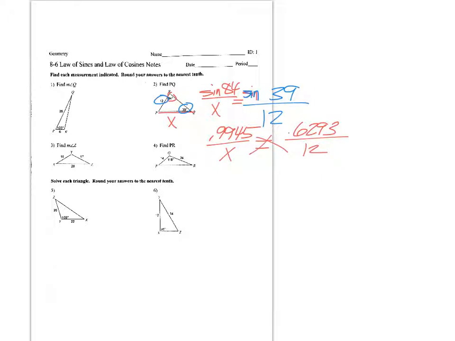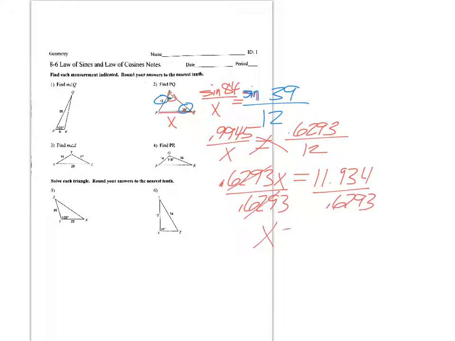Now we cross multiply. I get 0.6293x equals, so I do 12 times 0.9945, and get 11.934. We divide both sides by 0.6293, let's cancel, and I get x is, it says to the nearest tenth, so again this is going to round, 19.0. Now, let's make sure that makes sense.